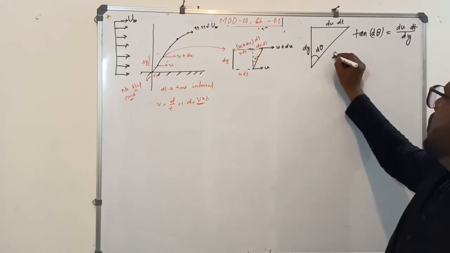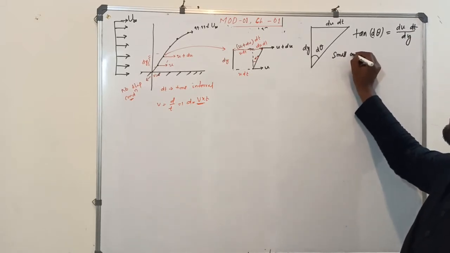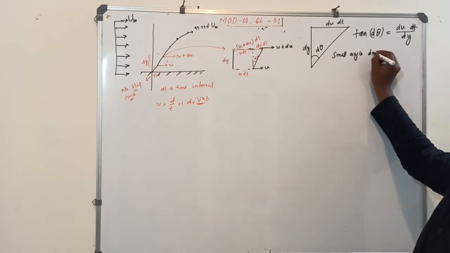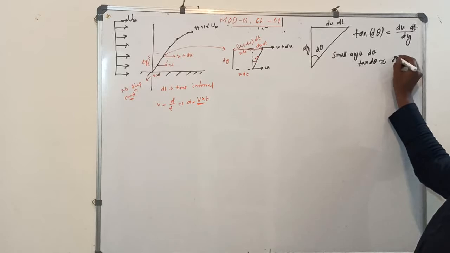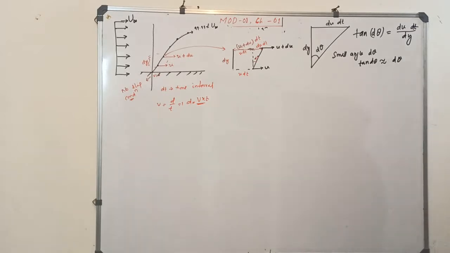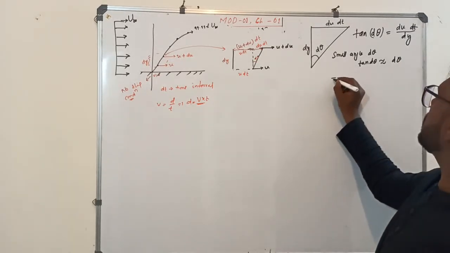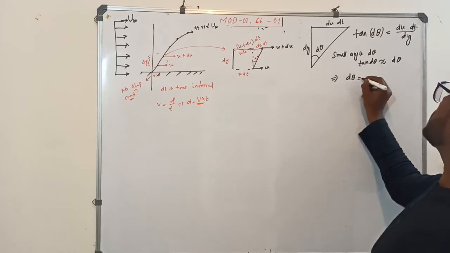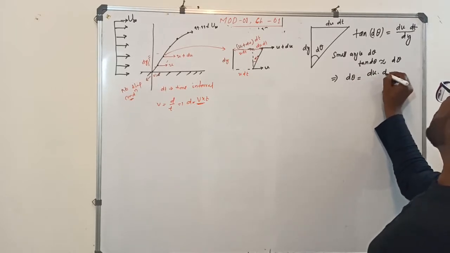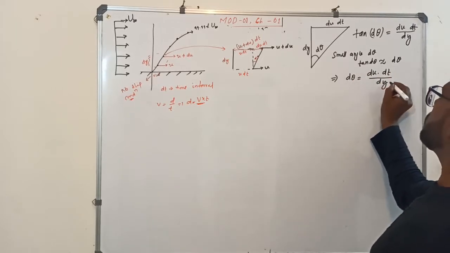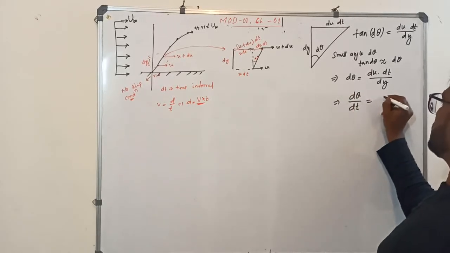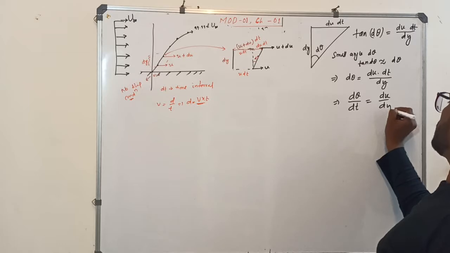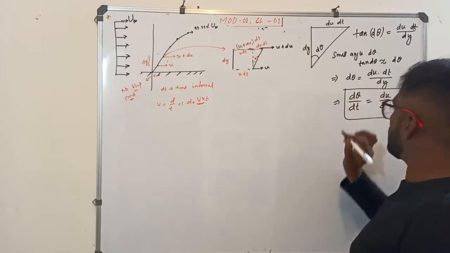For a small angle d theta, what is tan d theta? Nearly equal to d theta only. Correct. So what I am getting from here: d theta is equal to du into dt by dy. This implies d theta by dt is equal to du by dy. Say yes.